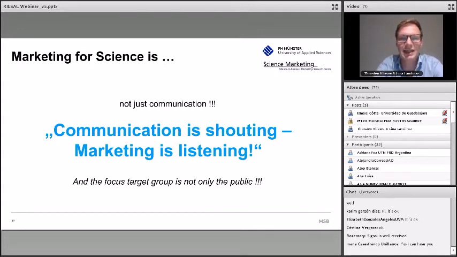Communication is about telling what you're doing, telling what you're aiming to do, communicating your product, if you like, if you're a company. So this is what happens in the second stage. But marketing itself starts much, much earlier, and it starts with the listening part. It starts with trying to understand what your partners, what your stakeholders are actually after, so that you can create exactly this and then communicate this to the target group. So communication is actually the second step.